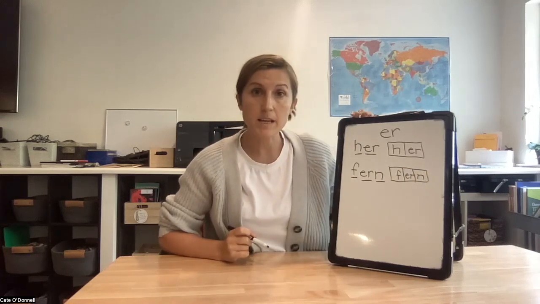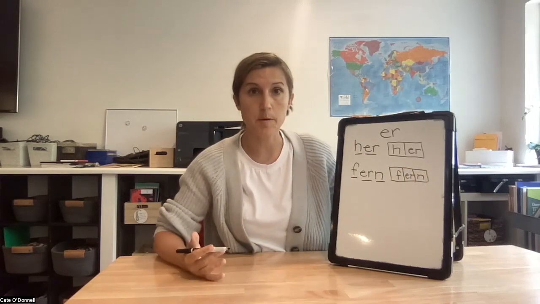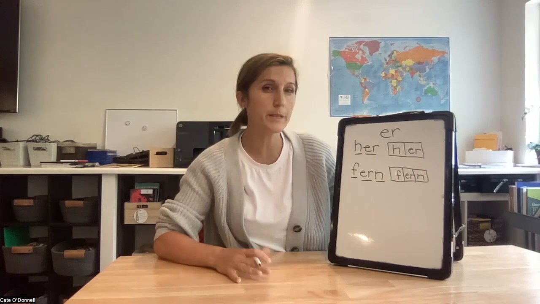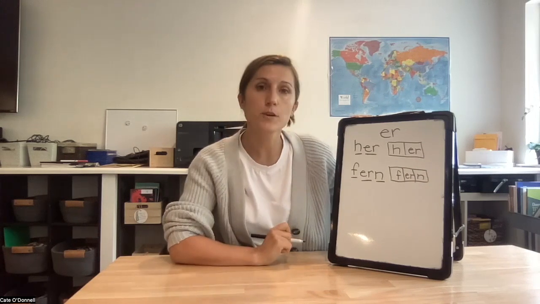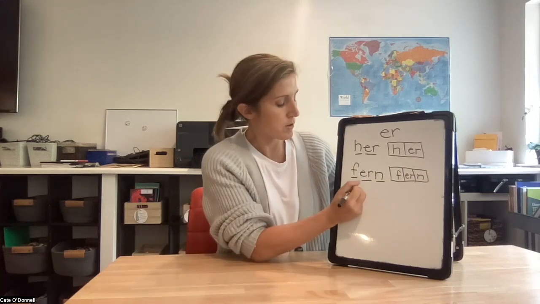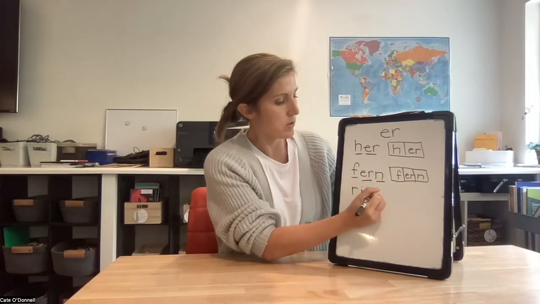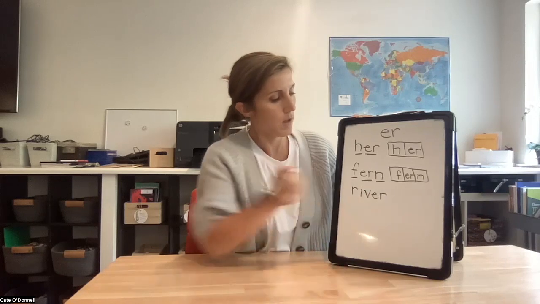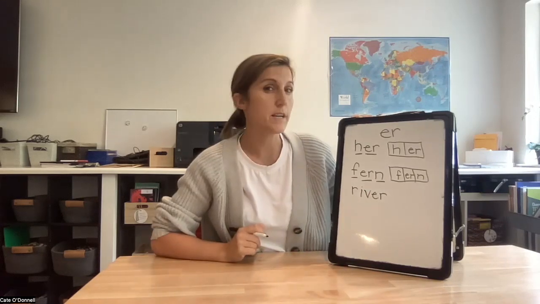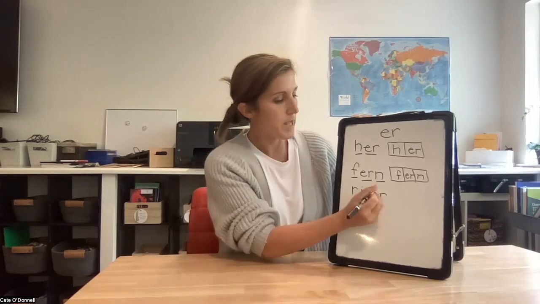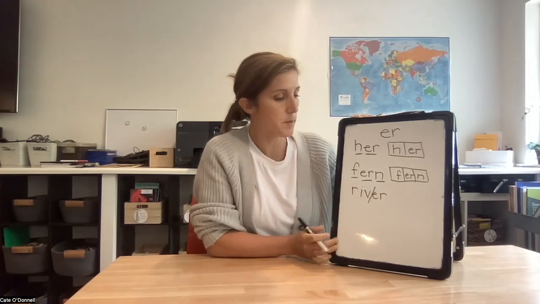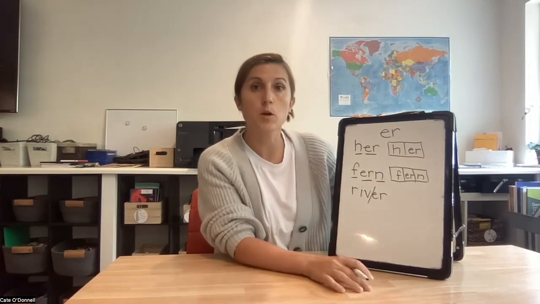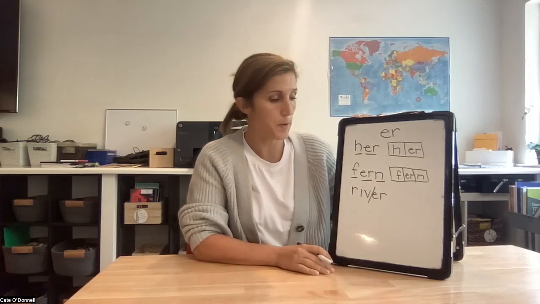ER can also make the sound in multisyllabic words. In fact, it usually comes at the end of a multisyllabic word. For example, river. What are the 2 syllables in river? We have our first syllable, riv, a closed syllable, and our second syllable, an R-controlled syllable.